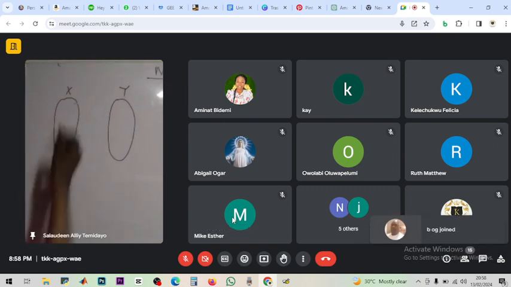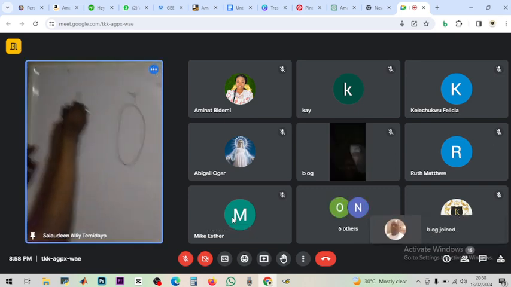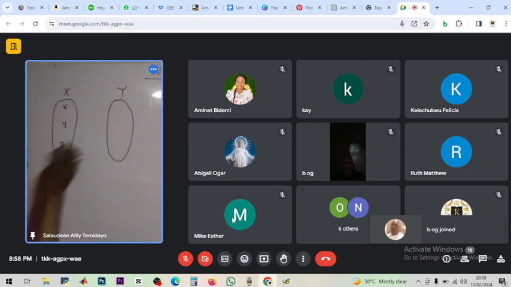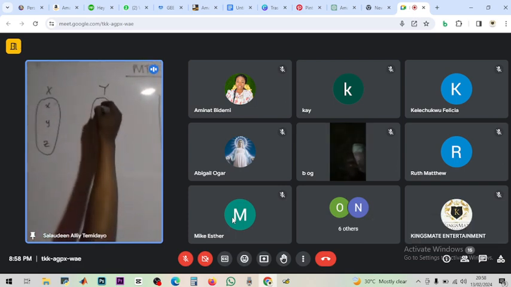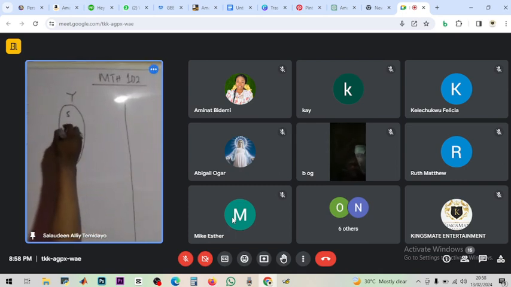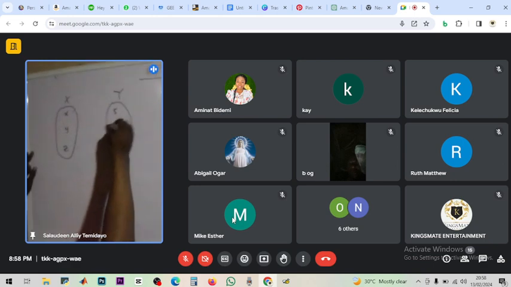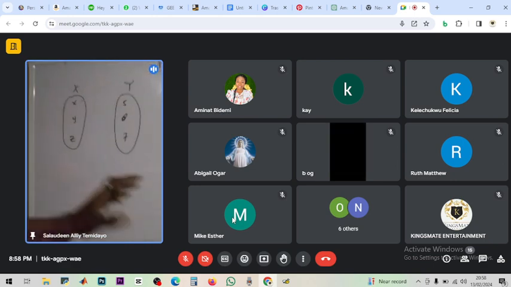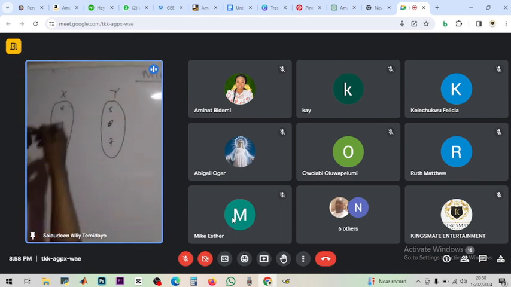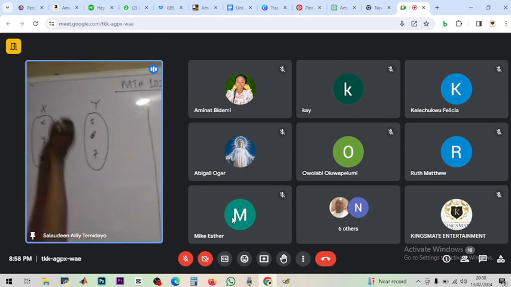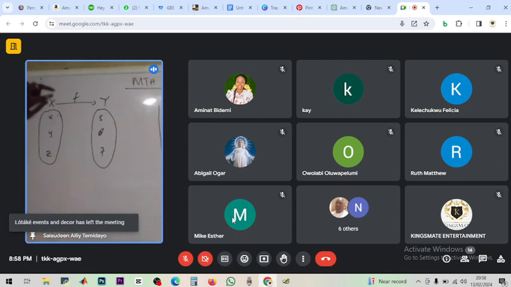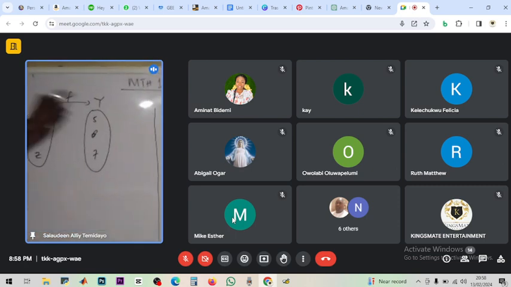So now, I have X, Y, Z. And here I have 5, 6, 7. So let us quickly note this before people start coming in. There is a relationship between these. I'm calling it F. So what I have here is the domain and the codomain.